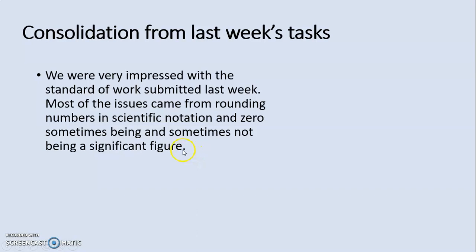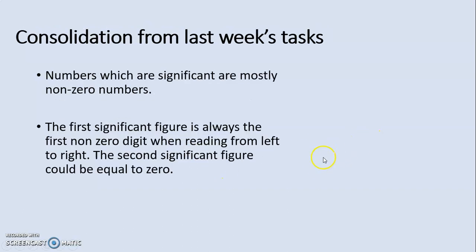We were very impressed with the standard of work that was submitted last week. There were a few issues that came up. Mostly there were issues with rounding numbers in scientific notation and also issues with zero when it comes to significant figures. Sometimes zero is significant and sometimes it isn't, and that can cause a little bit of confusion. So what I'd like to do is try and clear that up a little bit.